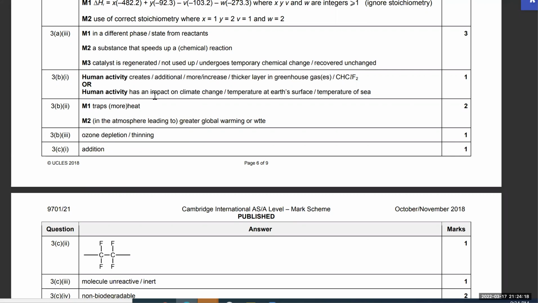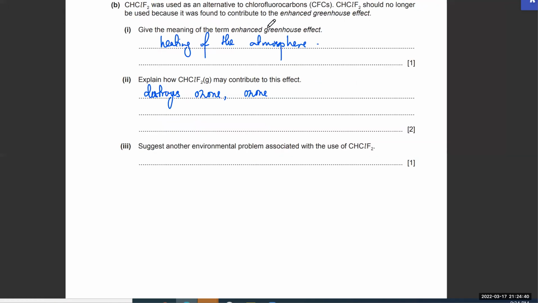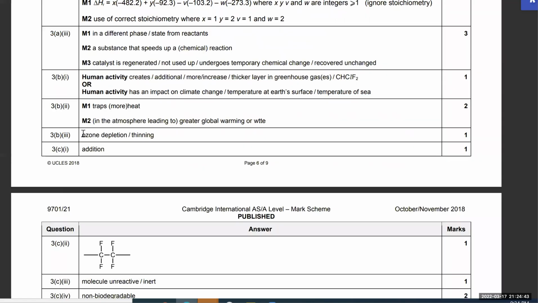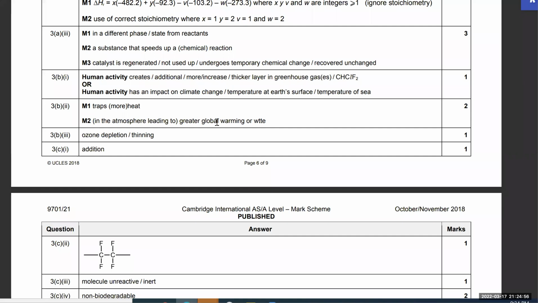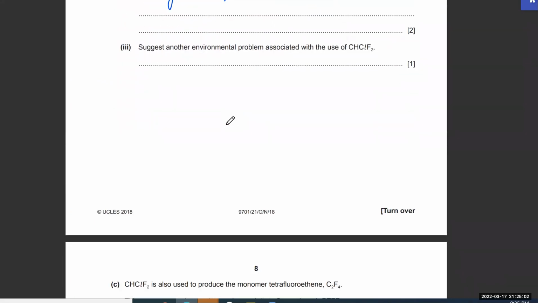The only confusion was that sometimes the questions are very overlapping and very general, so you can't really figure out what they're asking for, what they're looking for. The first part was global warming, human activity. Well, it's a very general question. Give the meaning of the term enhanced greenhouse effect, and they just wrote that it increases the greenhouse gases. That's about it. The next part asked how it does that, so they wrote it traps more heat and creates global warming. And part 3 was it leads to ozone depletion. So the questions were very general.